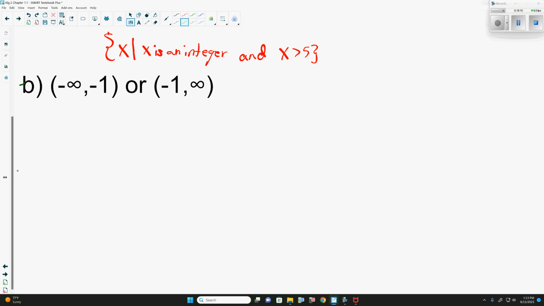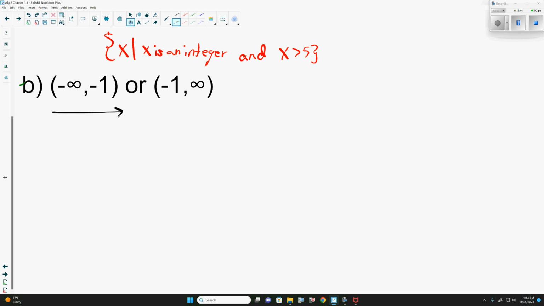Negative infinity, comma, -1, or -1 to infinity. So it's written in interval notation. We need to change it to inequalities. We need to rewrite it as an inequality. Now, I'm going to first graph these on a number line and then write it as an inequality, because I found for some it's easier to write the inequality based off the graph than it is from just an interval. But if you can write the inequality from this interval, that's fine too.